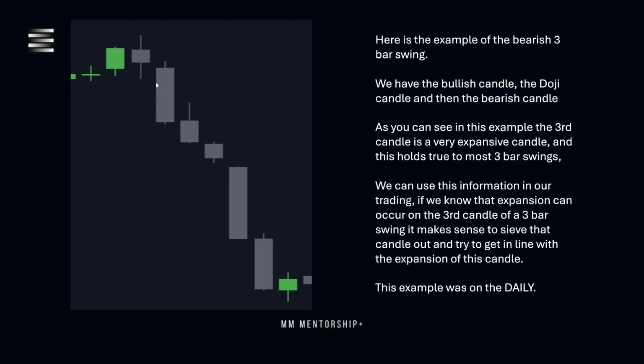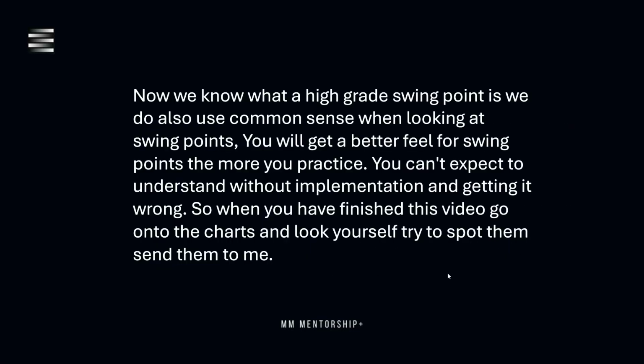Now, you need to pair it with the teachings that I'm about to teach you in chapter 2 with inefficiencies, yeah? And once you pair 3-bar swings with price arrays and inefficiencies, your trading will be a lot smoother. Now, we know what a high-grade swing point is. We do also use common sense when looking at swing points. You will get a better feel for swing points the more you practice. You can't expect to understand without implementation. Just said this, I'll drill it over and over again. You have to implement and get it wrong. So when you have finished the video, obviously go have a look yourself.